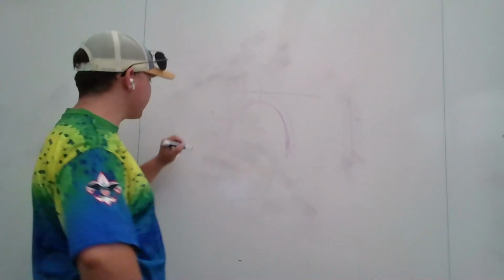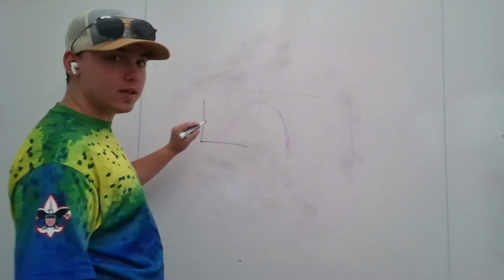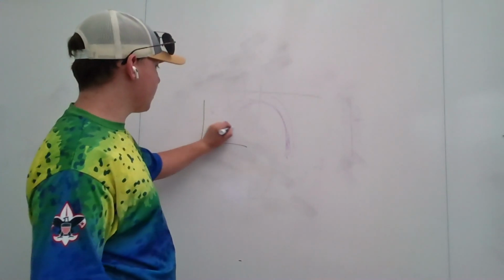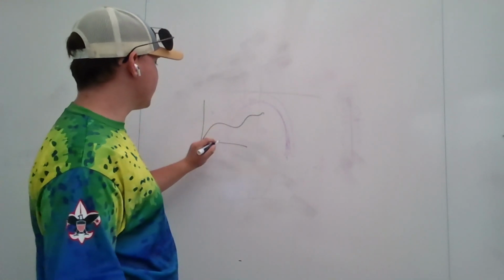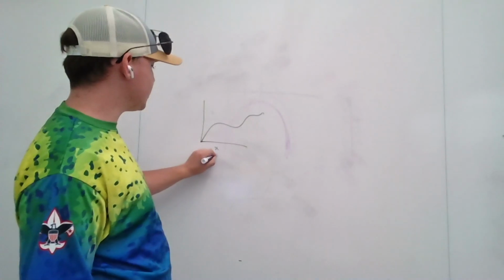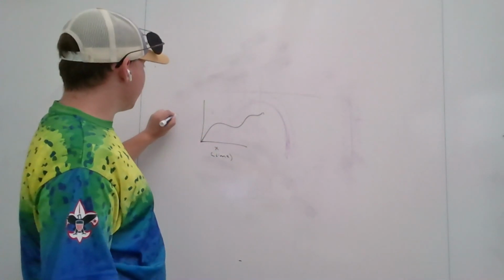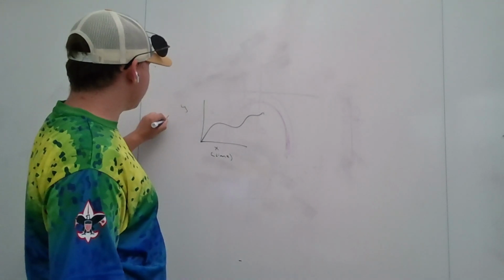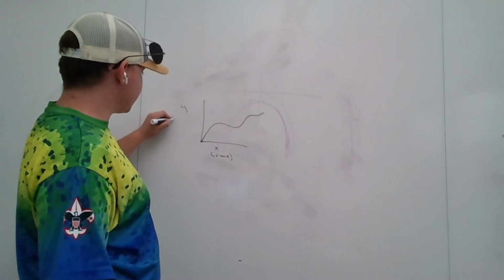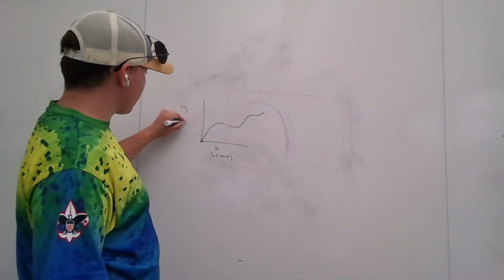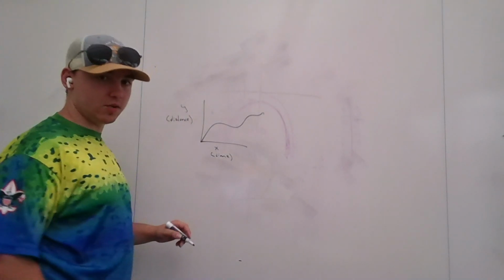Let's put it on a graph. You see that okay? So we have x, which is time. See that? Perfect. And then y, which is your distance. Distance. Okay.